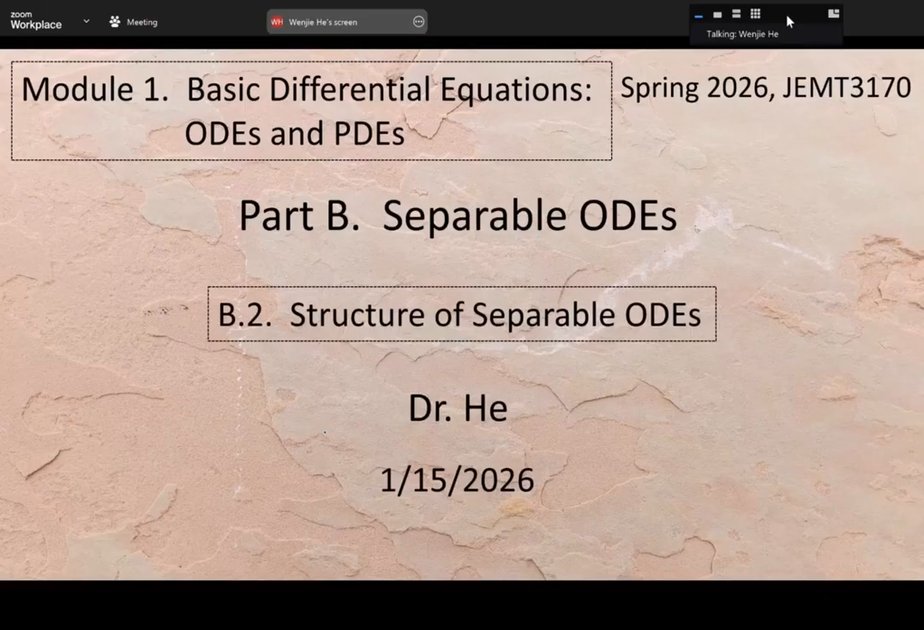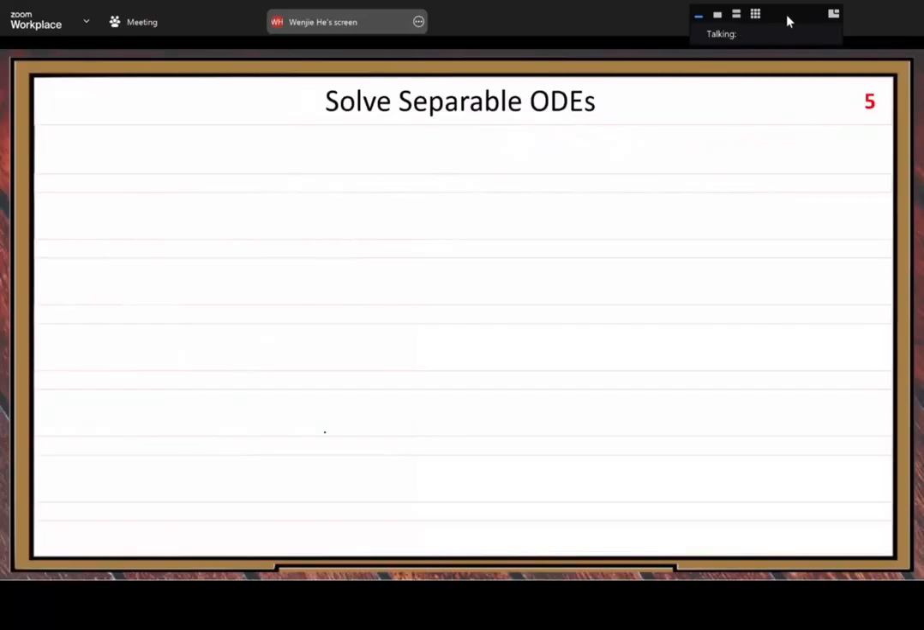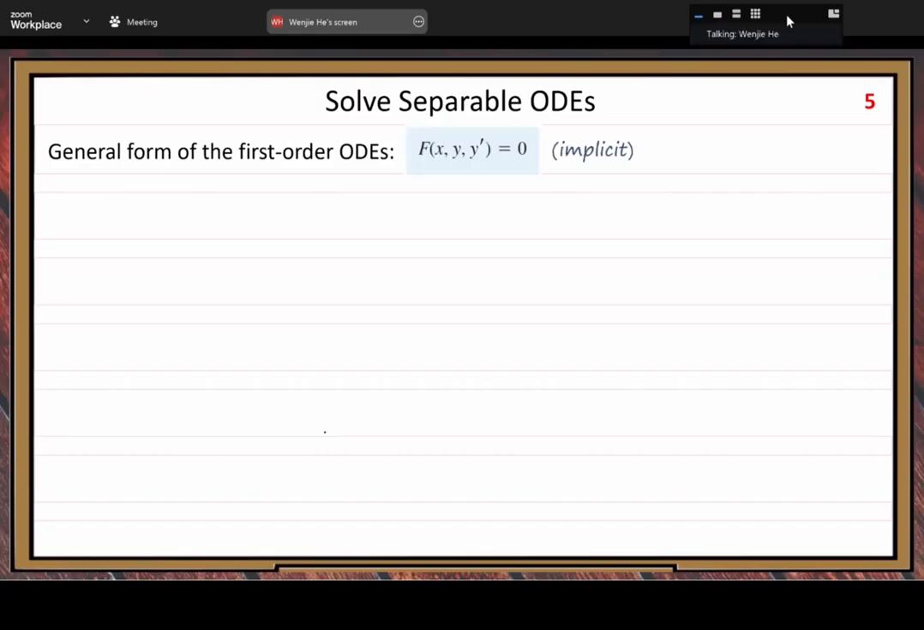B.2, structure of separable ODEs. Solve separable ODE. Here is the general method to solve separable ODE. Actually, we can see it easily. All right. This is the implicit form. That is the explicit form. First order ODE.